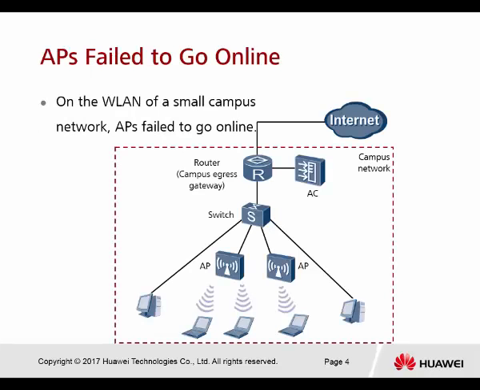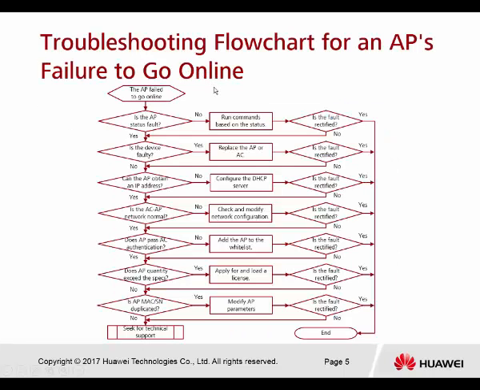On the WLAN of the small campus network, APs fail to go online. So right now in this campus, they detect they might have one AP that doesn't work properly. This is the troubleshooting flowchart for APs. So now the APs have failed to go online. Now we need to check, is the AP status faulty?